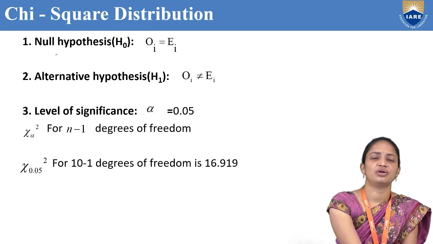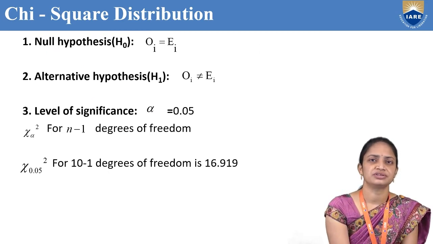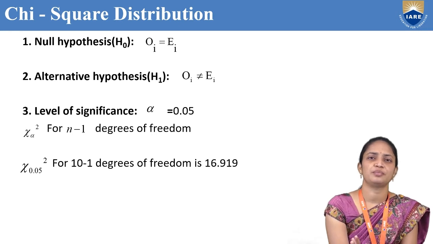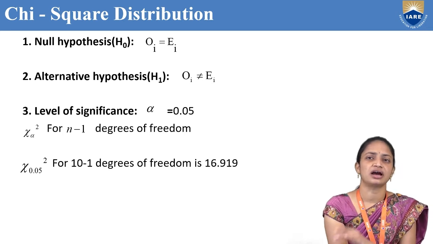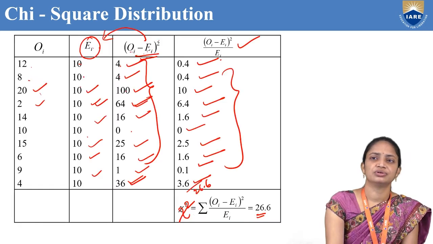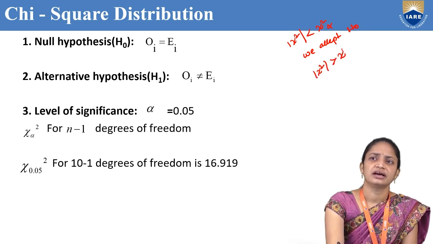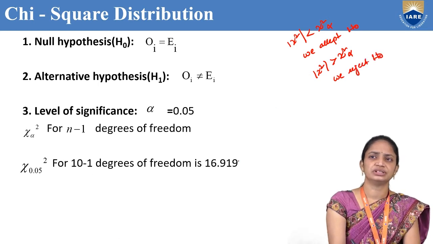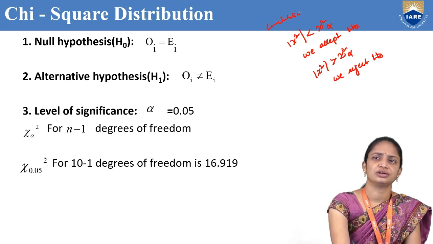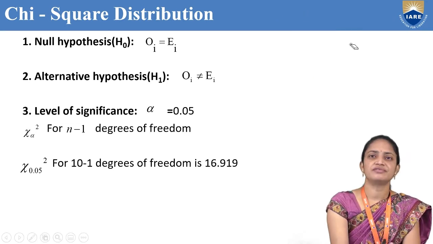Next we need to follow our procedure. What is our procedure? First we write the null hypothesis, then the alternative hypothesis, then the level of significance, then the test statistic, where we write the formula, and then the conclusion. What is the conclusion here? If chi-square is less than chi-square alpha, we accept the null hypothesis. If chi-square is greater than chi-square alpha, we reject the null hypothesis. So this is our conclusion.